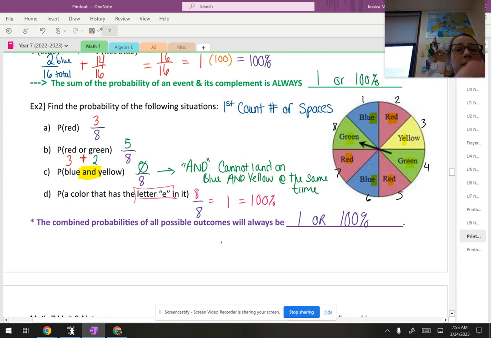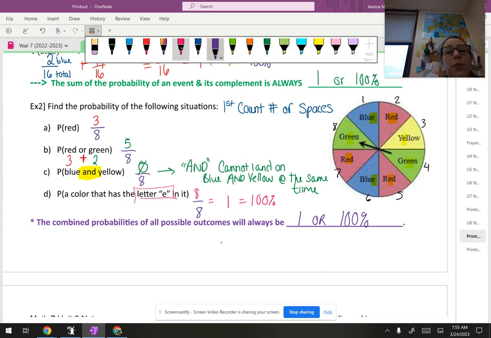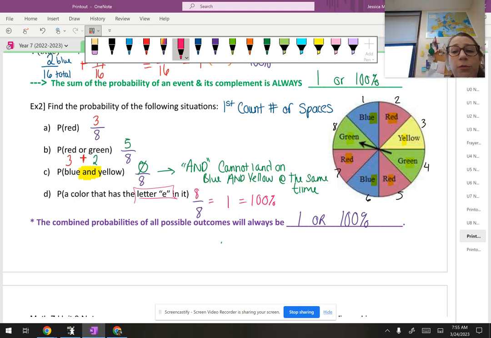Meaning that, well, not meaning, but going forward here, the combined probabilities of all possible outcomes will always be 1 or 100%. And again, that just is like, if I'm spinning the spinner, I'm going to land on one of these colors, either red, blue, green, or yellow. It's going to happen. So review real quick.